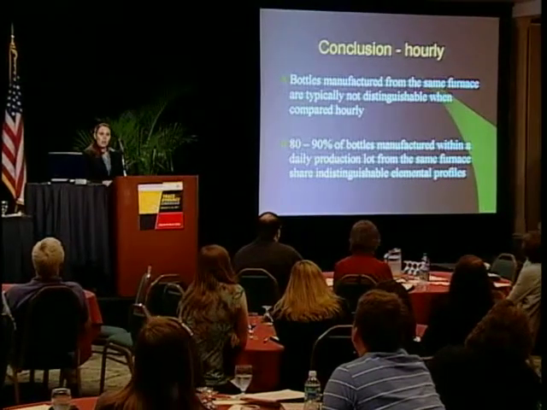So the conclusions that we can make based on this research: bottles that are manufactured from the same furnace within a day are typically going to not be distinguishable, but we might expect that somewhere between 80 and 90% of the bottles manufactured within a day would share indistinguishable elemental profiles, so there may be some that would fall outside of that. For the daily bottles that we were working with, they were distinguishable outside of 4 and 8 days apart, and there was that one that was 11. And then for the simultaneous daily, bottles manufactured at the same time from different furnaces are distinguishable, and some bottles manufactured from the same furnace are distinguishable, even within that day period.